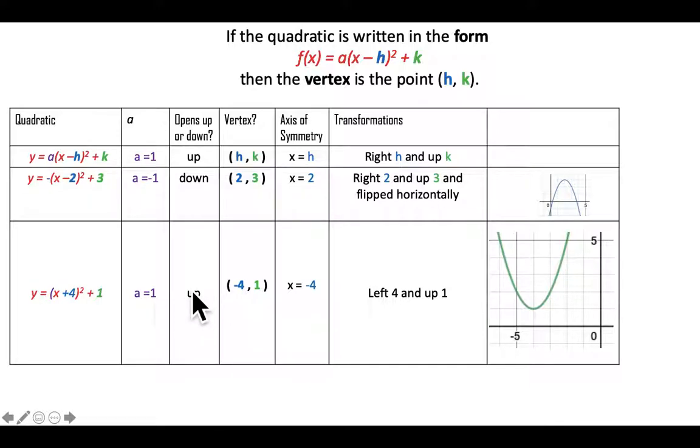It opens upward. Notice here that this pattern says x minus h. Well, we have x plus 4, so that means that we need to extract a negative 4 from this in order to satisfy this minus h pattern. So x minus h in this case would be x minus negative 4. So that's why we pull out a negative 4 for that h term in the vertex. And then the k value will simply be a positive 1. The axis of symmetry will be x equals negative 4. And the only transformations we have are that this will move to the left 4 units and up 1.